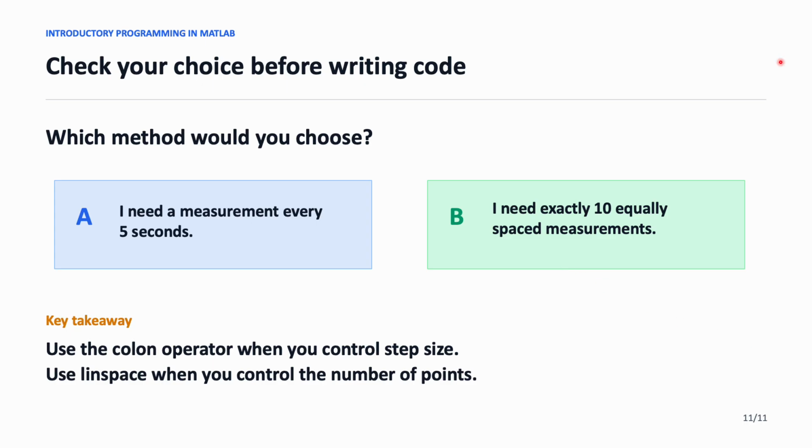The key takeaway is that both methods create evenly spaced vectors. The best choice depends on your problem. Use the colon operator when you need to control the step size, and linspace when you need to control the number of points.